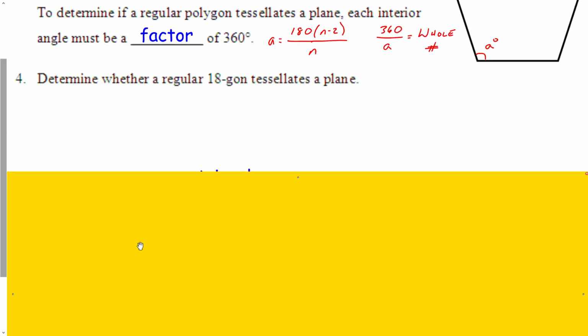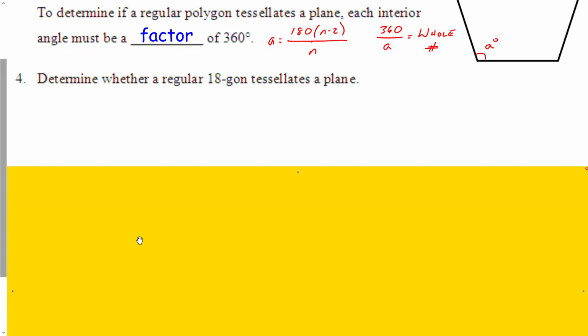So, can you make a tessellation using just 18-gons? Find the measure of one interior angle of an 18-gon. To do that, you have to take 180, multiply it by the quantity 18 minus 2, and divide it by 18. Well, if I just simplify this, 180 over 18 is really just 10. 18 minus 2 is 16. This is 160 degrees for one interior angle of a regular 18-gon.